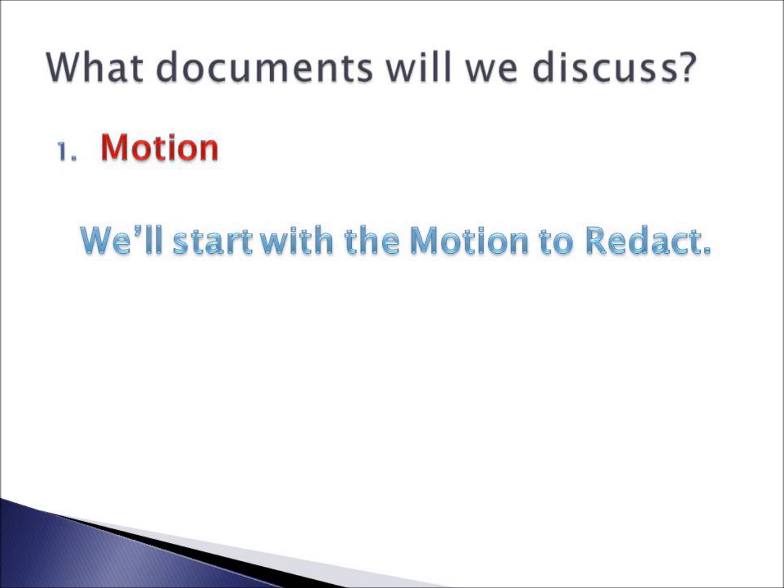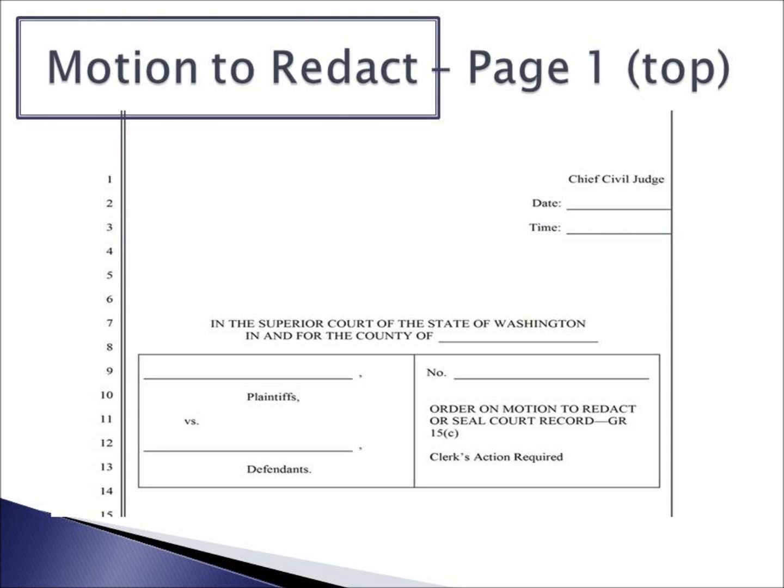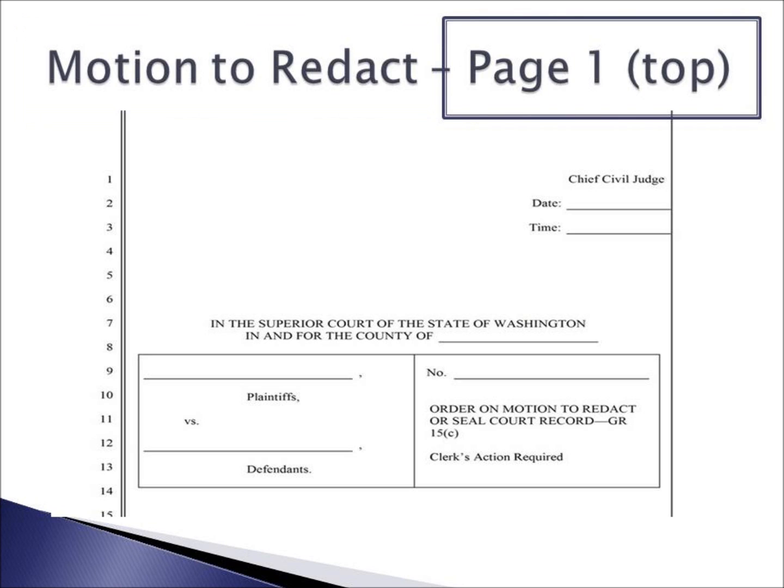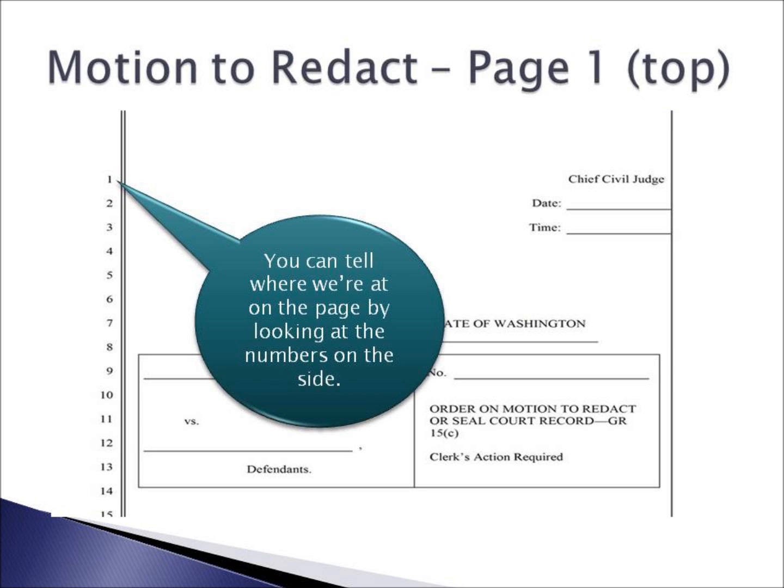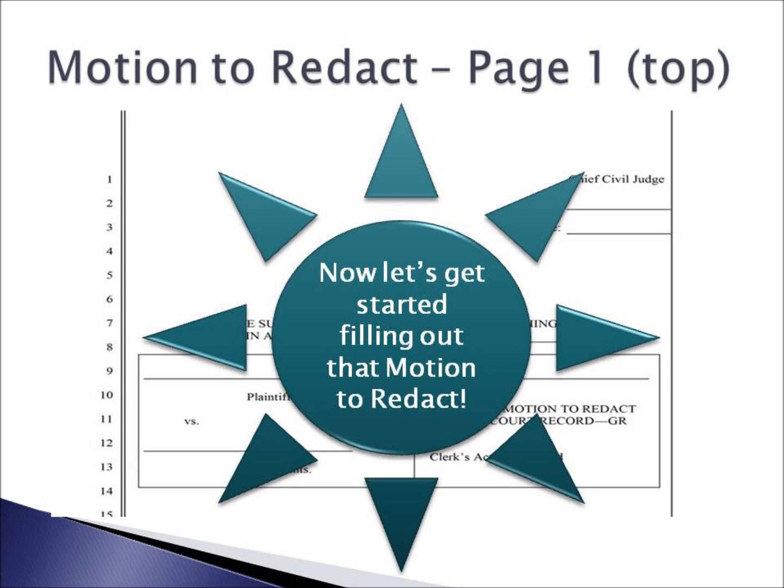Since we're talking about fairly technical forms here, I want to be sure you're able to orient yourself. At the top of the screen, you can see the words motion to redact. This will always tell you which document we're working on. Also at the top of the screen, you can see which page we're on and where on that page you can find the section shown on the screen. In addition, there are numbers on the side of the page. The number 1 is always at the top and the number 24 is always at the bottom. These show up on your printed page exactly as they're shown here. Now let's get started filling out that motion.